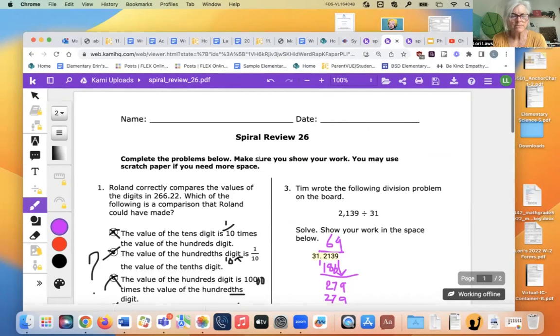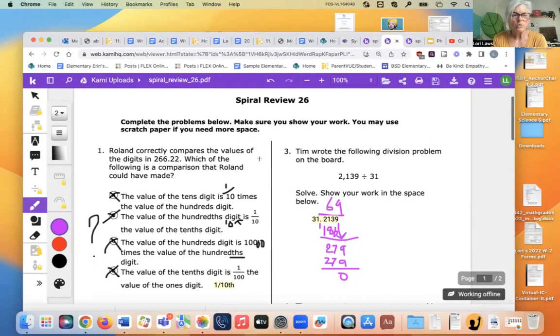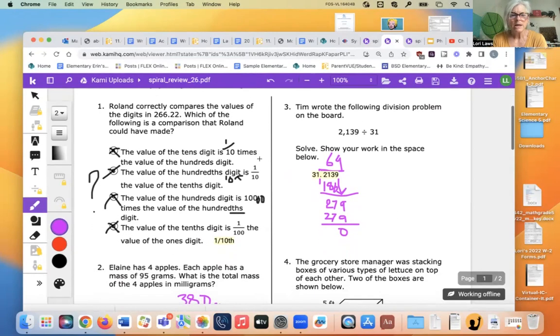26, and if I'm going too fast, let me know, guys. Spiral review 26, number 1. On the first one, I didn't get any of those as being right. I think they're all wrong. If you guys disagree with me, though, I'd love to hear from you.